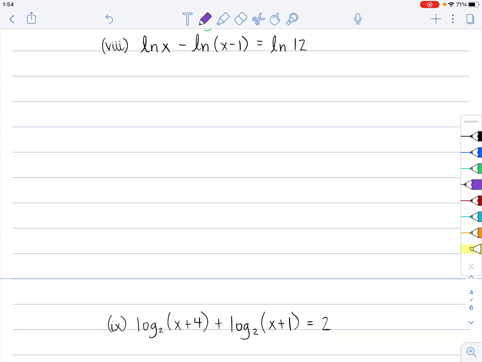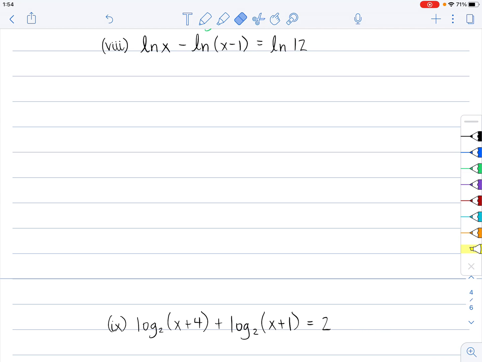Example number 8. ln of x minus ln of x minus 1 equals ln of 12. Okay, so usually I would say 9 times out of 10 we want to make it 1 log equal to 1 log or 1 log equal to 1 number. Why isn't this 1 log equal to 1 log? Because on this side of the equal sign we have 2 logs. How do we fix our problem?